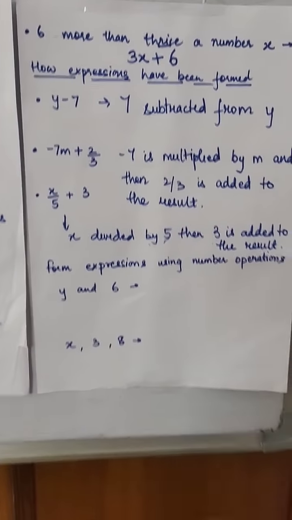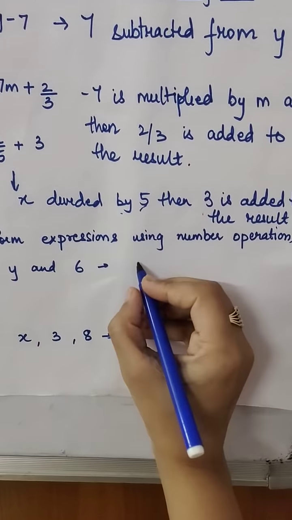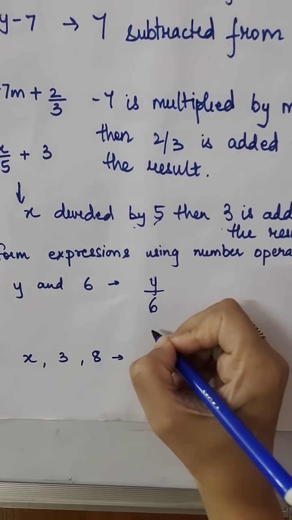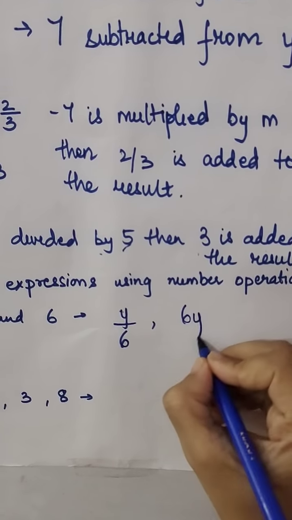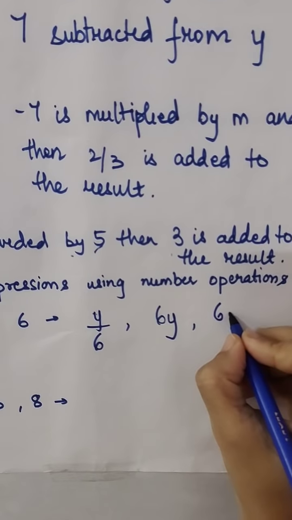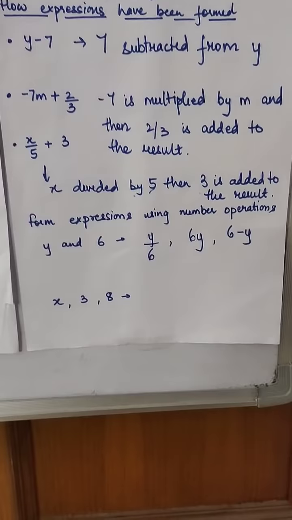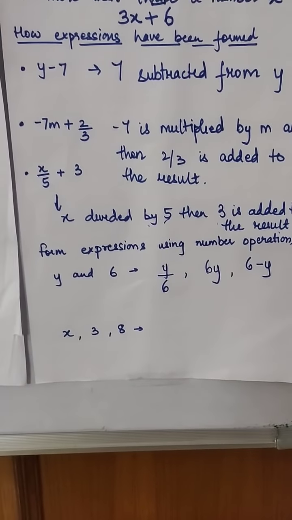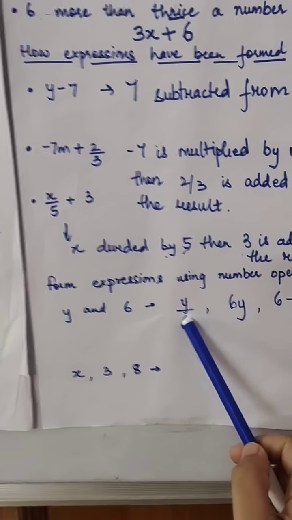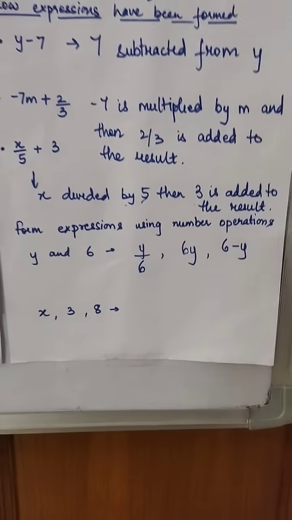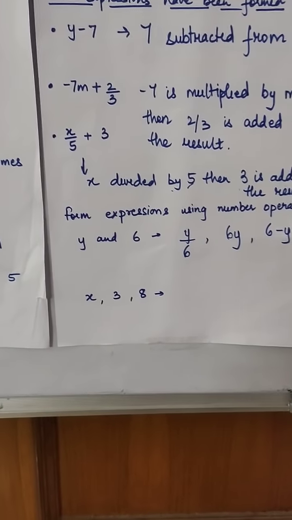Okay, so let me frame a few for you, with the help of y and 6. So I can say y upon 6, which means y divided by 6. This is an expression. Or I can say 6y, or 6 minus y, or y minus 6 also. Or there can be many expressions. I can say 6 plus y as well, or 6 divided by y. So there can be many expressions that we can form if I give you a variable and a constant.